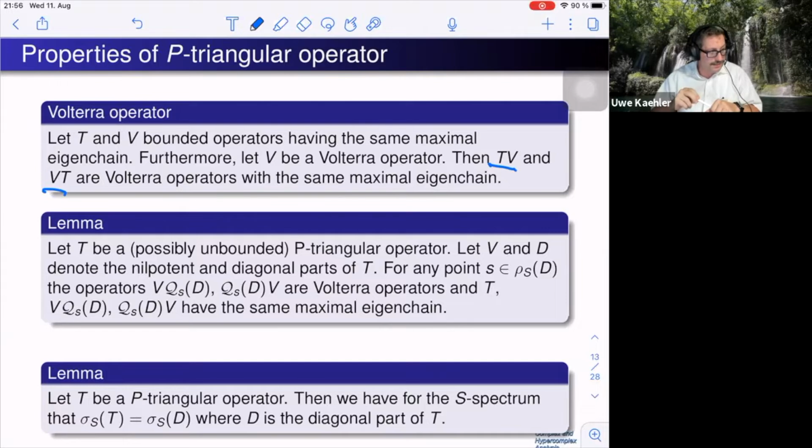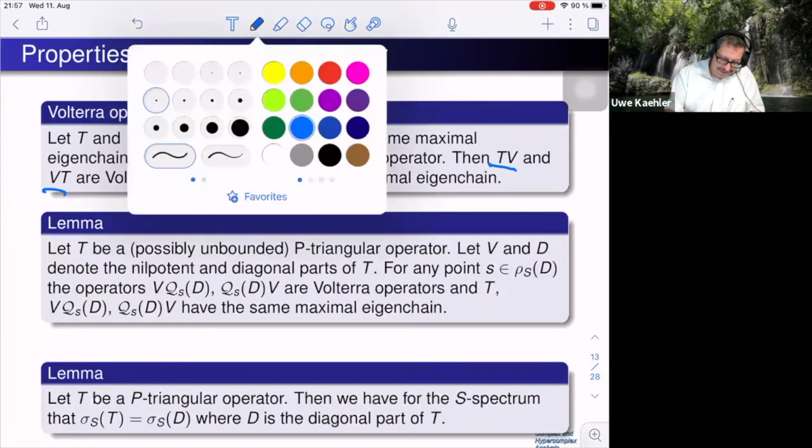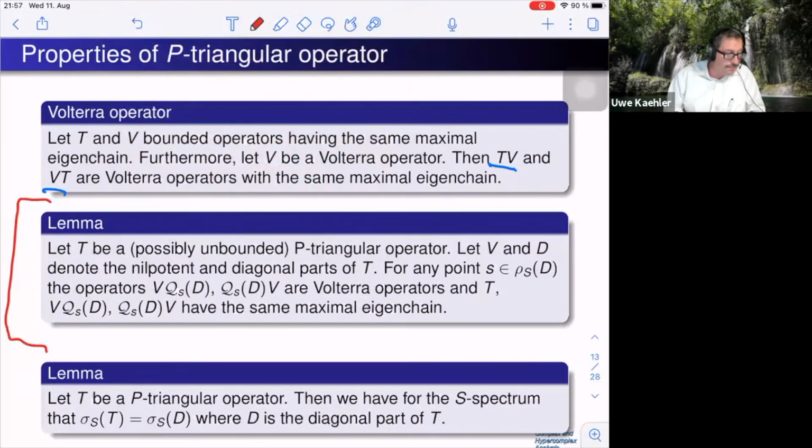That's important for us because one of the key points in what we are doing afterwards is that lemma. It's one of the key lemmas, because it basically says that if T is a possibly unbounded p-triangular operator, then we want to work with our pseudo-resolvent operators, in this case with respect to the diagonal. And for that, we need V applied to them. And here we can simply state that they continue to be Volterra operators and they have the same maximal eigenchain, so that they don't change.